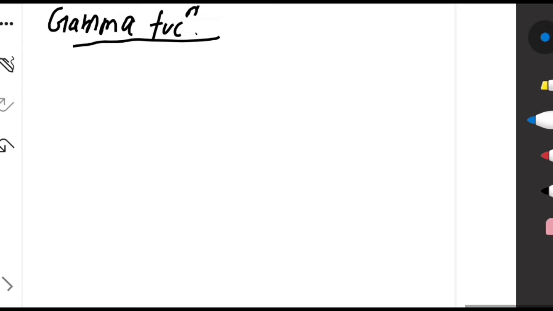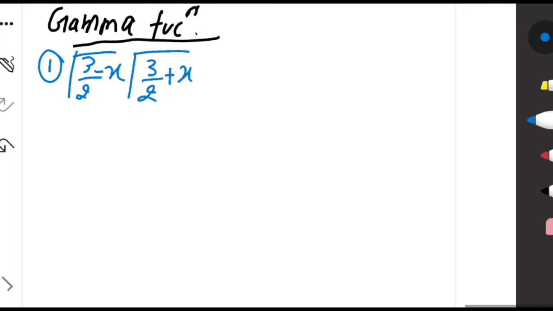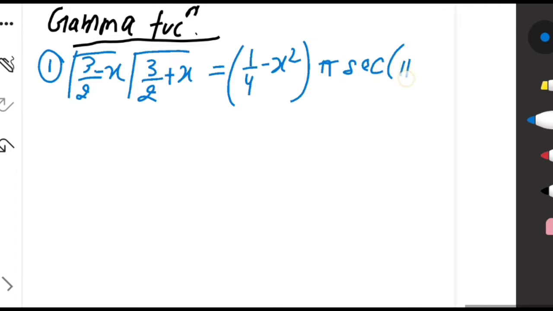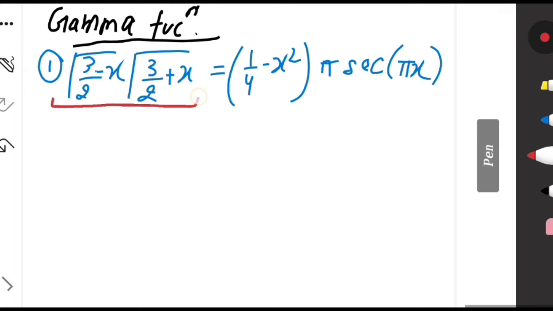In today's video, we are going to solve some examples related to the gamma function, and I hope it will be helpful. Let us start with the first example: gamma of 3/2 minus x times gamma of 3/2 plus x is equal to (1/4 minus x squared) times pi times secant of pi x, and we are starting from the left hand side.